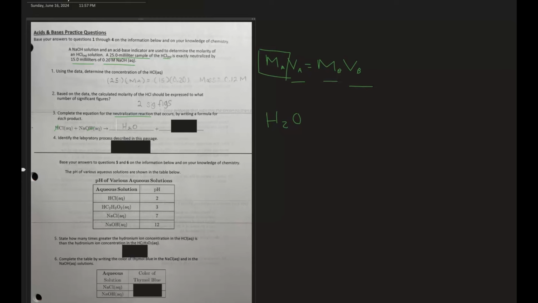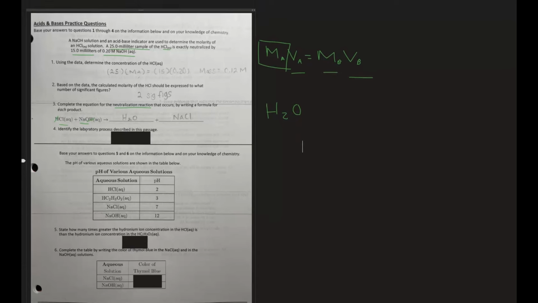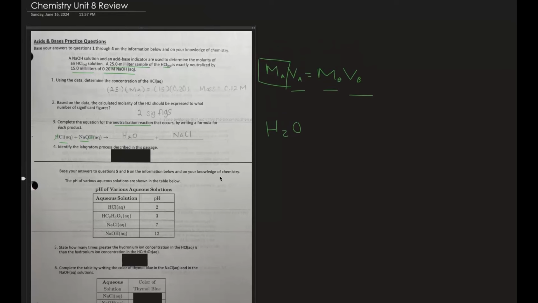And so now we just need to determine what the salt is, and we just have the remaining product. So we have Na and Cl, so we just combine those two, and they're already balanced, by the way. So we just create NaCl as our salt, and that is our answer. Number 4, identify the laboratory process described in this passage. Well, we kind of talked about this. We used the titration equation and talked about a neutralization reaction. So can you guess? Yep, titration.